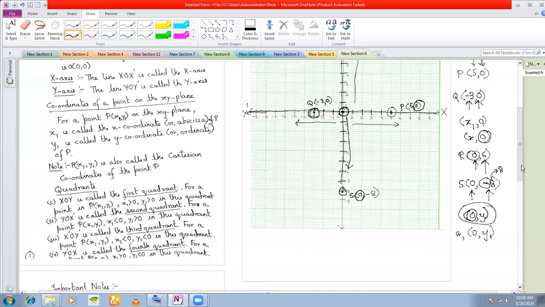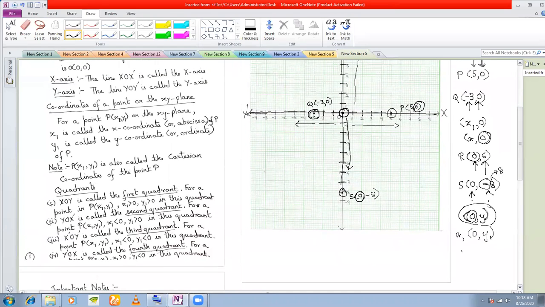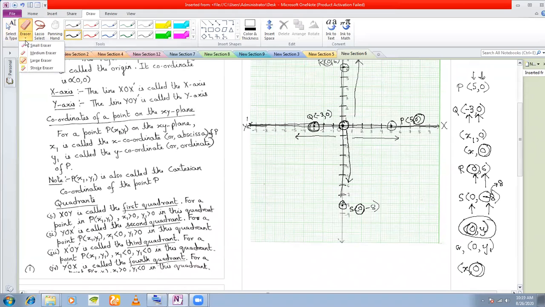Similarly, if I give you a point (x, 0), even if you don't know the value of x, you know that the y coordinate is 0. That means this point has to lie somewhere on the x-axis. Now this is a very important concept which you must remember. If you have any question, you can ask here. No question?